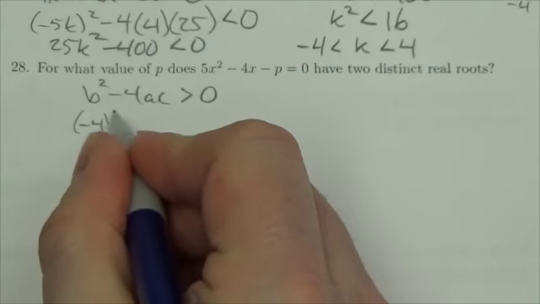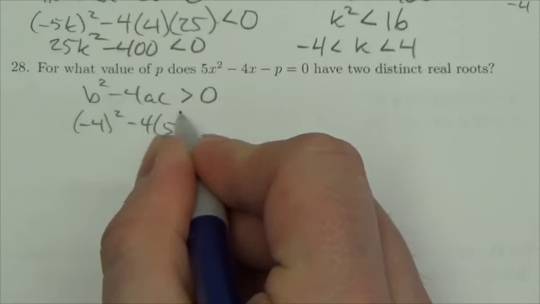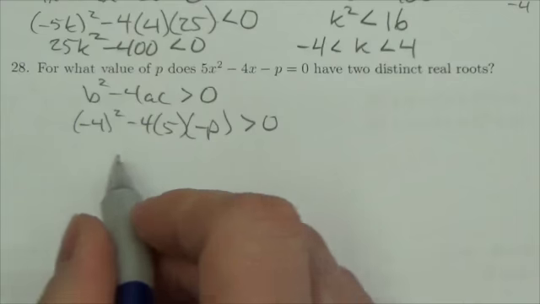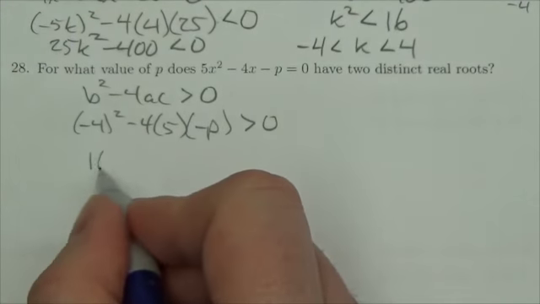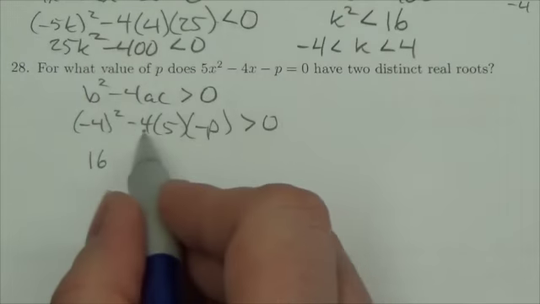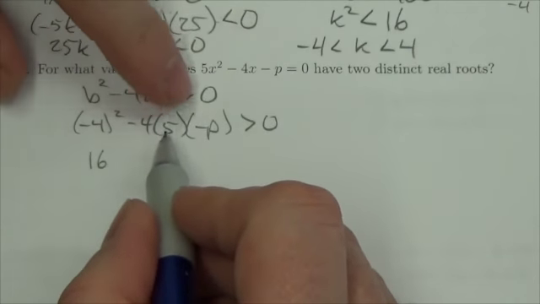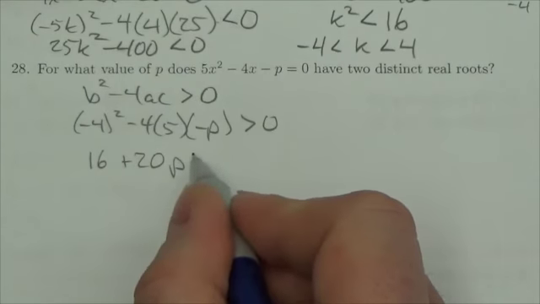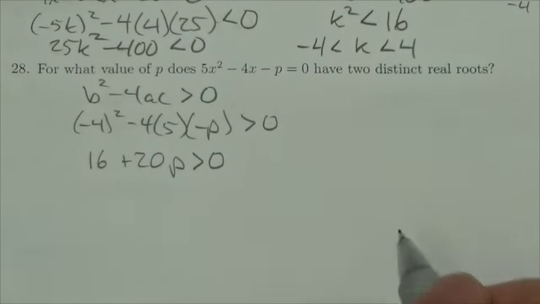So it's going to be negative 4 squared minus 4 times 5 times negative p. And we want this to be greater than zero. Negative 4 squared is 16, positive 16, okay, because the negative is being squared. And then the negative 4 times 5 times the negative 1 is going to give me positive 20p. Okay, and that's got to be greater than 0.